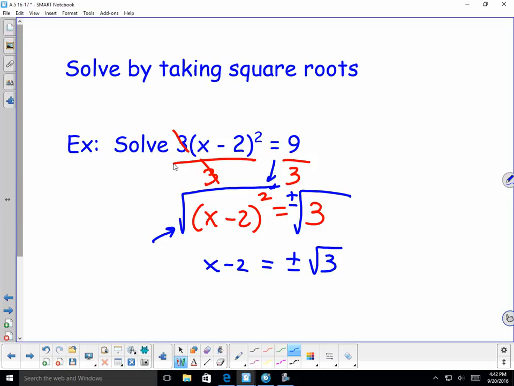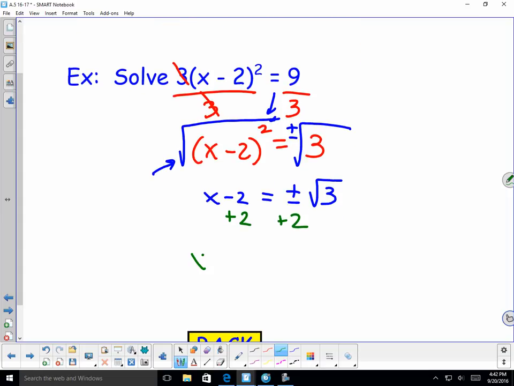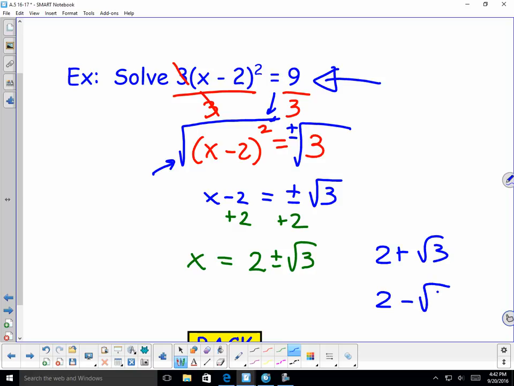To finish this problem up, we need to get x by itself. So we're going to add 2 to both sides of the equation. Let's put the 2 in front of the plus or minus, because otherwise it might look like square root of 32 or something, or like it's underneath the radical. So our final answer here is x equals 2 plus or minus square root of 3. That means there are really 2 solutions for this quadratic equation. 2 plus square root of 3 is one solution, and 2 minus square root of 3 is the other solution.